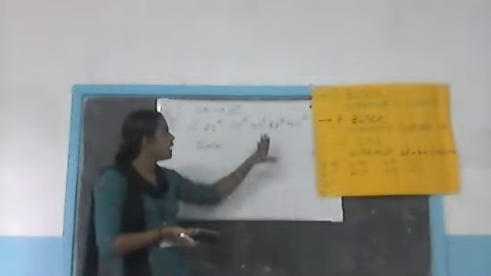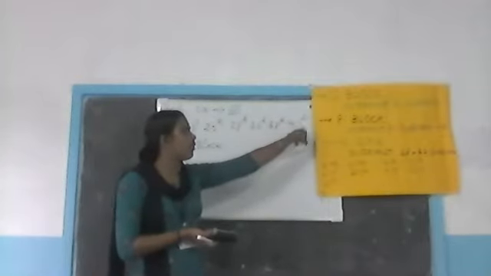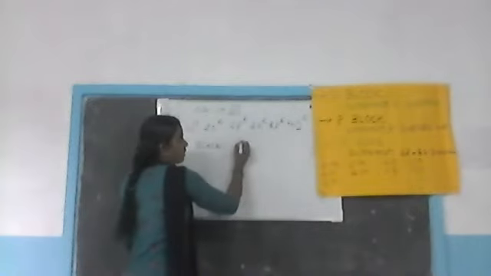Then check this block, period and group. First of all, we have to check the block. This element belongs to which block? How can you find out the block? That is, the last electron is added in which subshell? Here I am writing the last electron in 4s. So which one is known as here? S block. So this element belongs to S block.